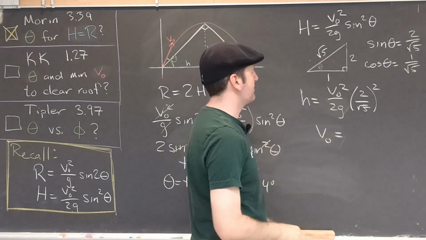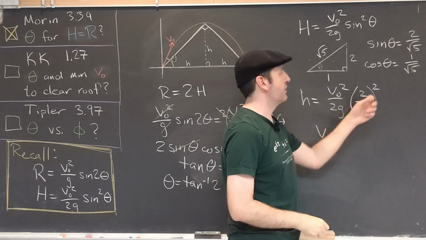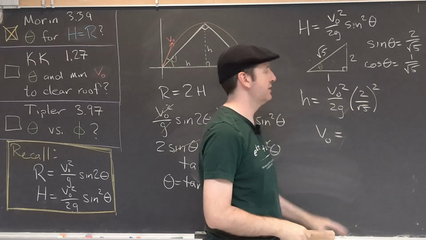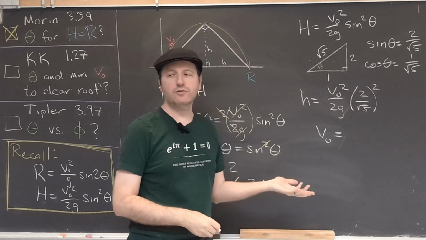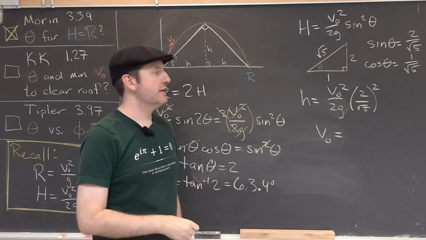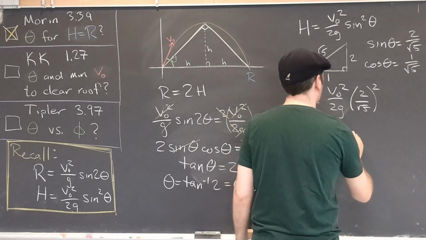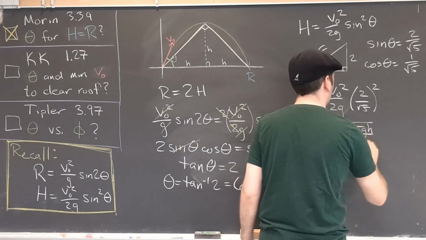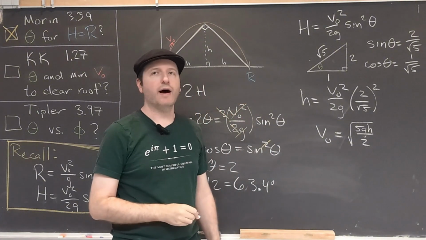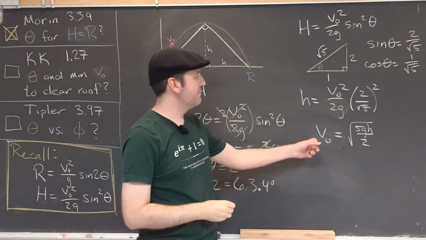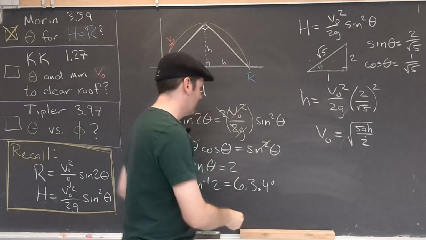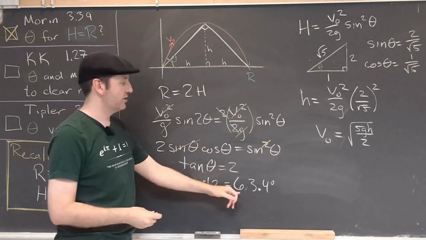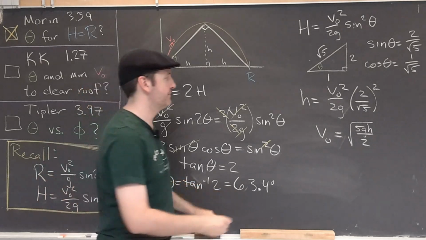If I now solve this for v naught, we notice there's a little bit of simplification. The root 5 squared becomes a 5. The 2 and the 4 partially cancel. I can move the g's around, and then I can do my square root. At the end of the day, I'll end up with root 5 gh over 2. This is the minimum speed necessary to just barely clear this roof, and it's launched at this particular angle.